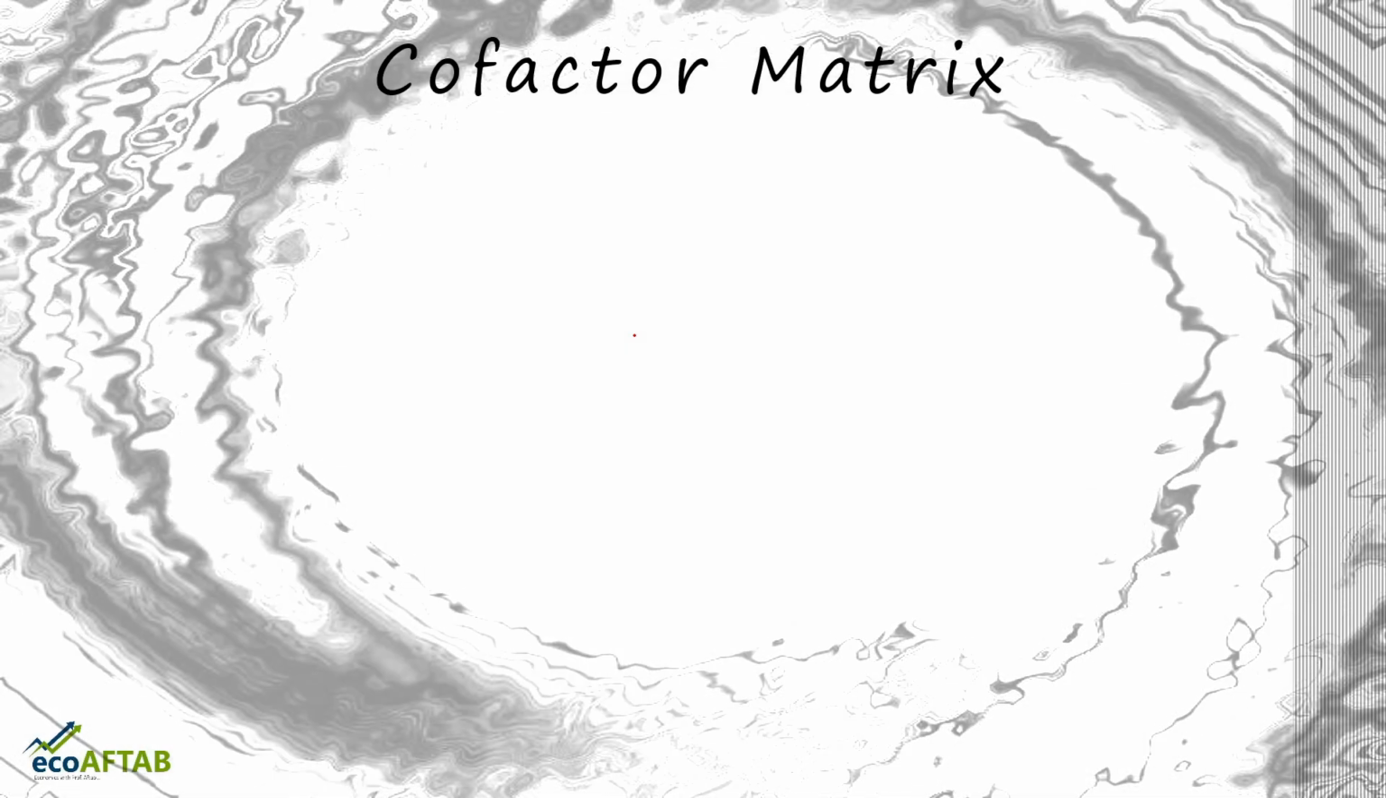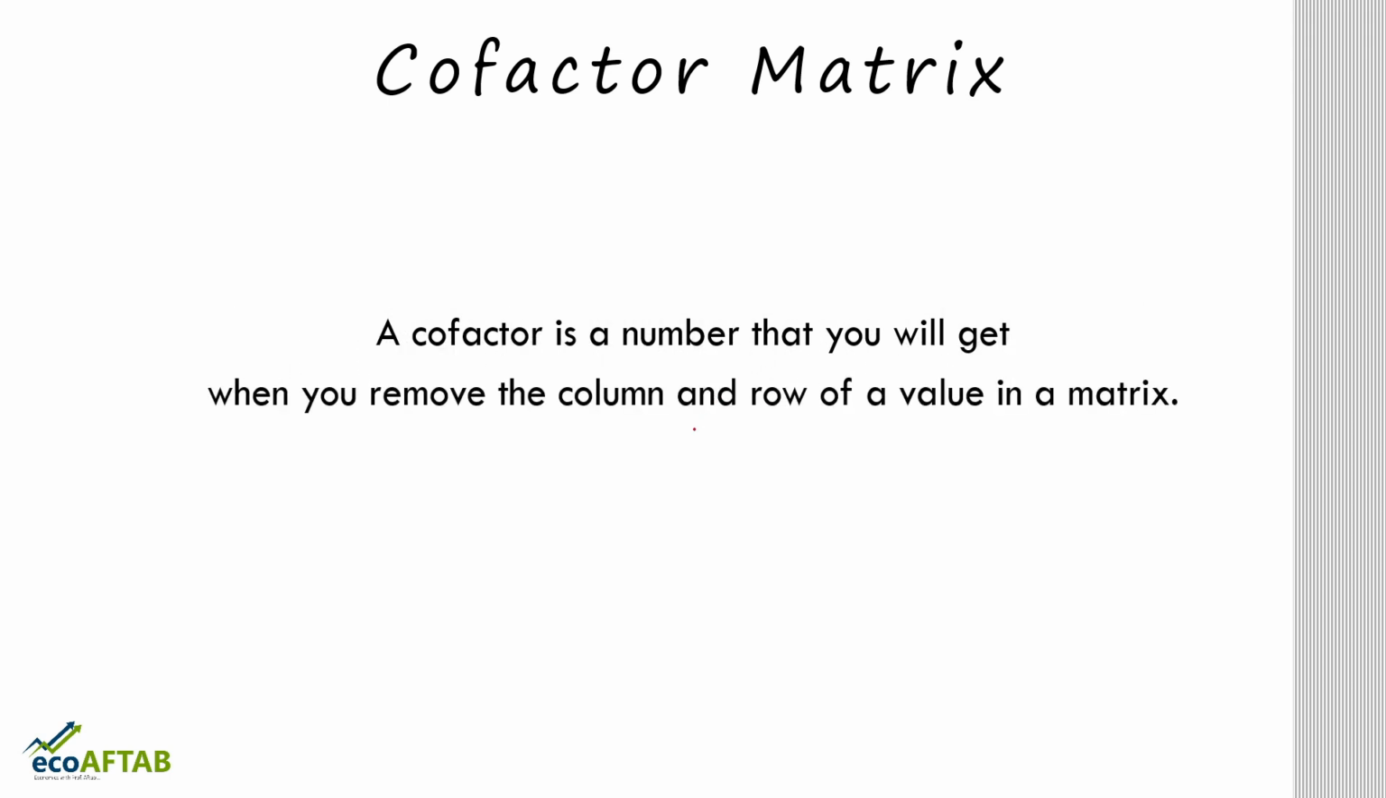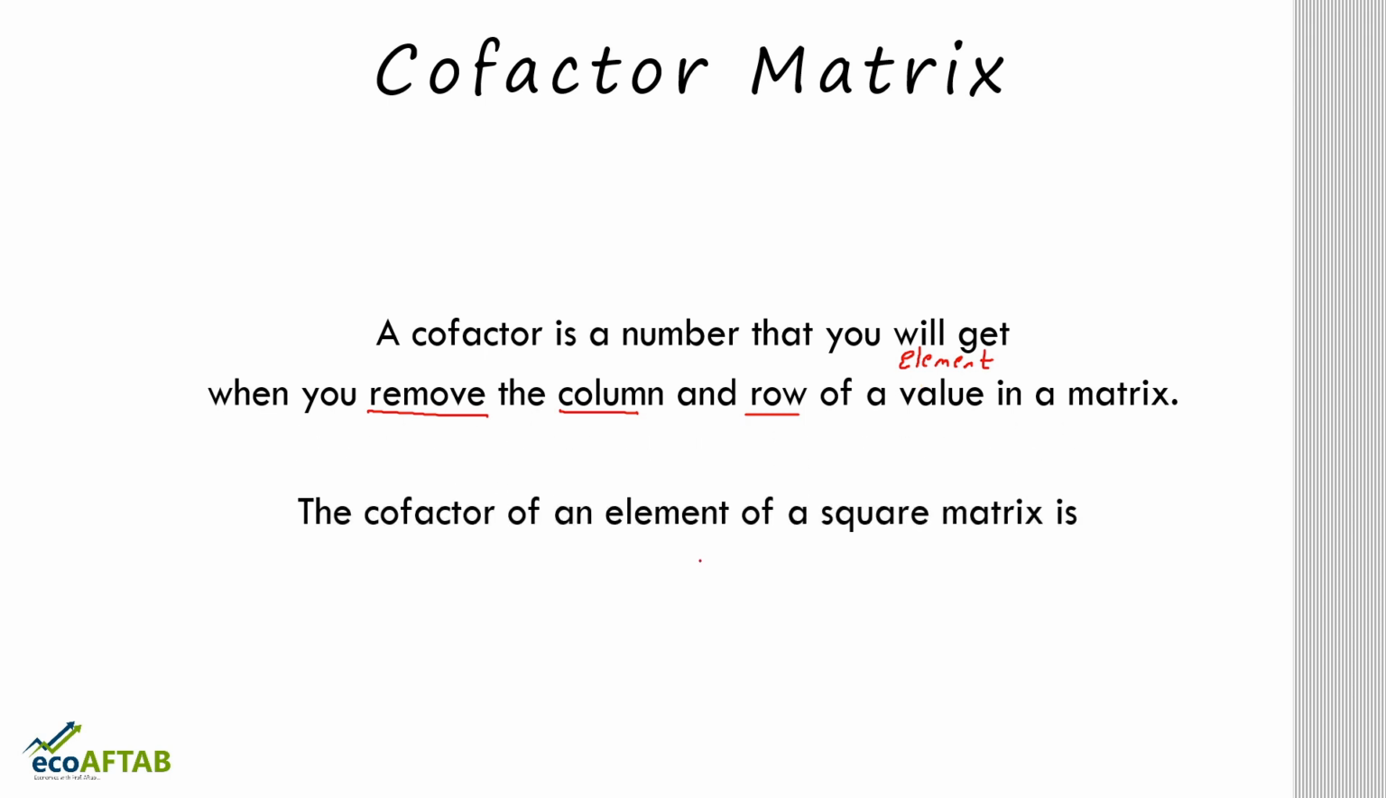So what is cofactor matrix? A cofactor is a number that you will get when you remove the column and row of a value in a matrix. Remove the column and row of a value. What is this value? Let me say of a particular element in a matrix. So the cofactor of an element of a square matrix. So let me say 1, 2, 3, 4, 5, 6, 7, 8, 9. If this is a 3 by 3 matrix, it means it's a square matrix, and we have 9 elements in this on different positions based on their rows and columns.